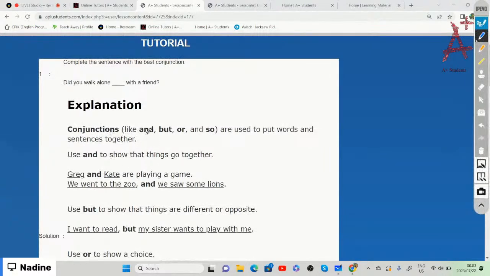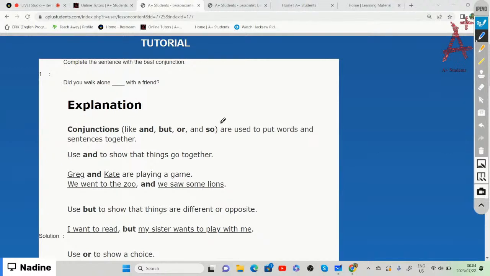Conjunctions are words like and, but, or, and so, and they are used to put words and sentences together. So conjunctions are words like and, but, or, and so, and they are used to put words and sentences together.